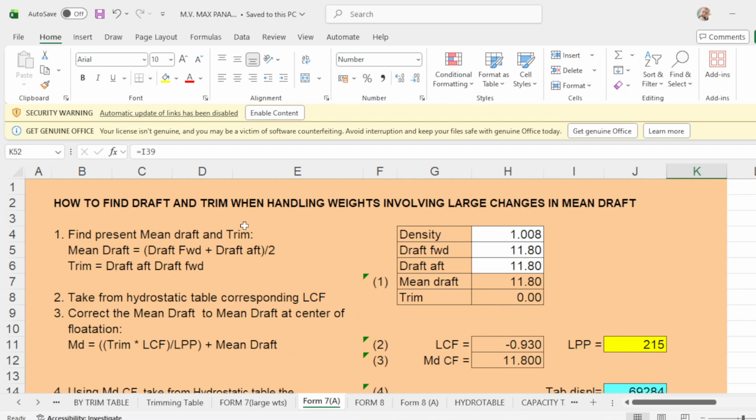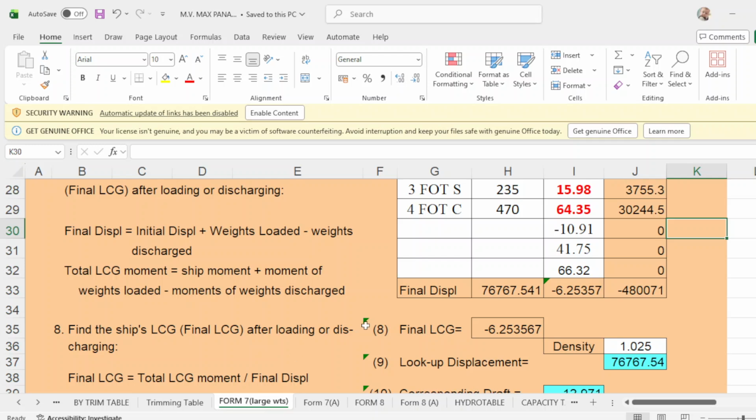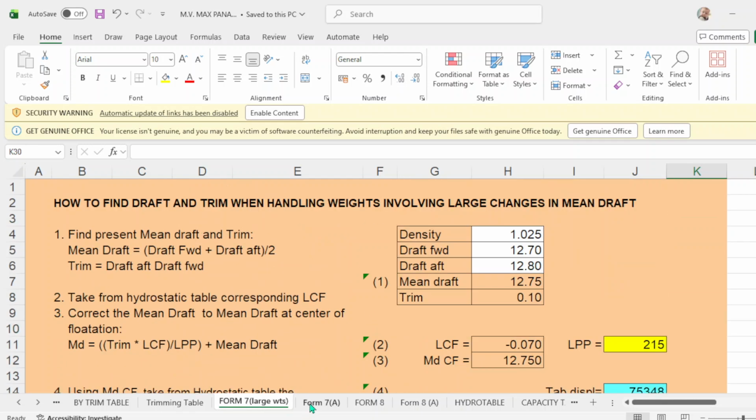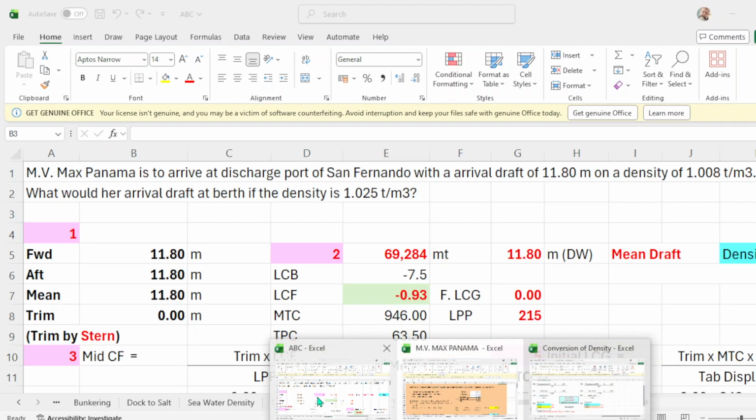how to find drop and trim when handling weights involving large changes in mean drop. This is in form 7, large weights. I made a copy for this specific problem. So number 1, put in your forward drop, aft drop, density, mean drop, and your trim. So here we have number 1.